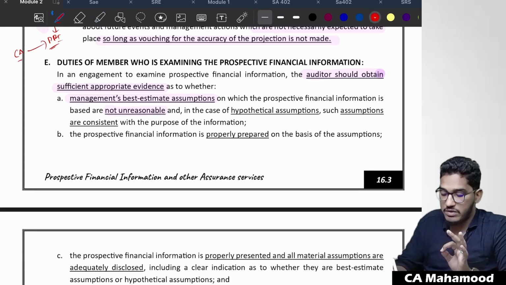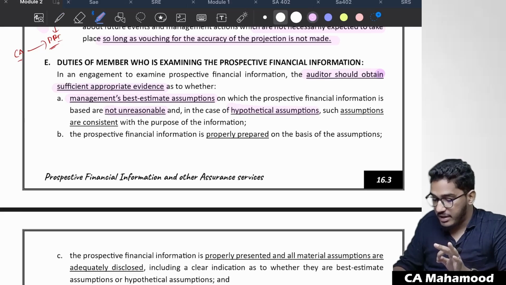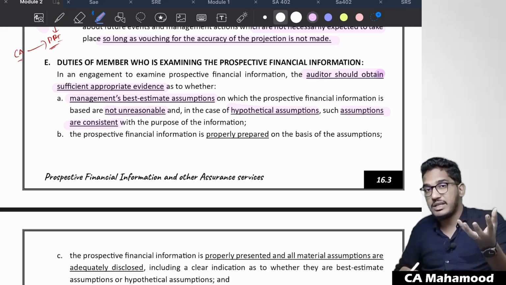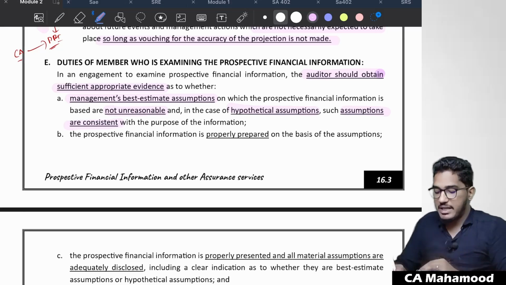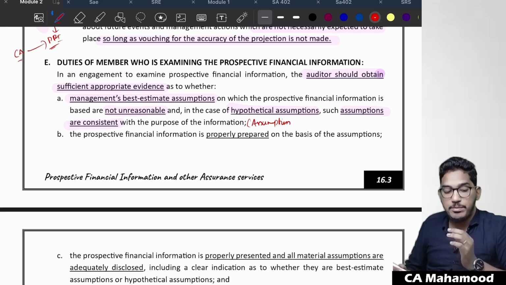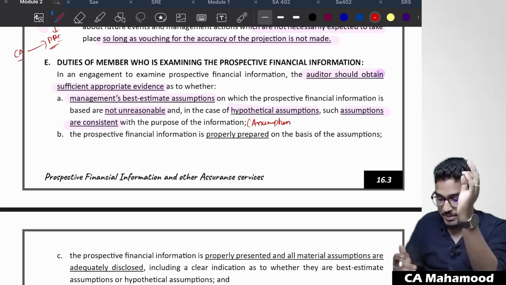Basically, whatever best estimate assumptions management has made, are they reasonable, and whatever hypothetical assumptions they have made, whether such assumptions are consistent with the purpose. For whatever purpose they are making those hypothetical assumptions, are they making proper hypothetical assumptions or not. So basically, if I have to summarize in a single line, the main responsibility of mine is to verify whether best estimate assumptions are reasonable, and hypothetical assumptions are consistent with the purpose for which these financial statements are getting prepared.